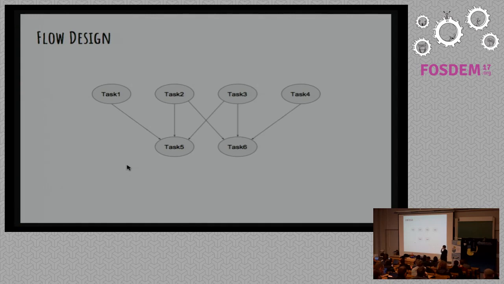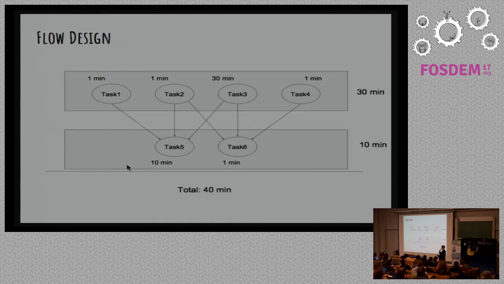So in our flow, we have these dependencies. Let's say that these tasks have various execution times. That means, for example, it takes 1 minute to process a task. If we use Celery primitives, we group it into a chord, and we can run task 1 to task 4 in parallel, and task 5 and task 6 in parallel. As you can see, the first chord takes 30 minutes to process, and the second takes 10 minutes. The result of task 5 and task 6 is available after 40 minutes.